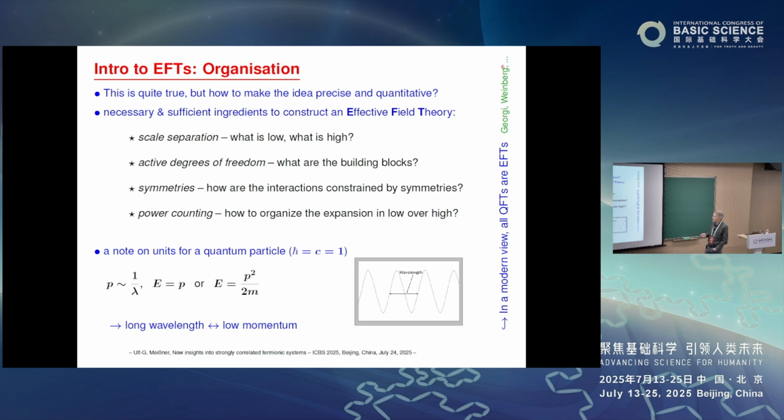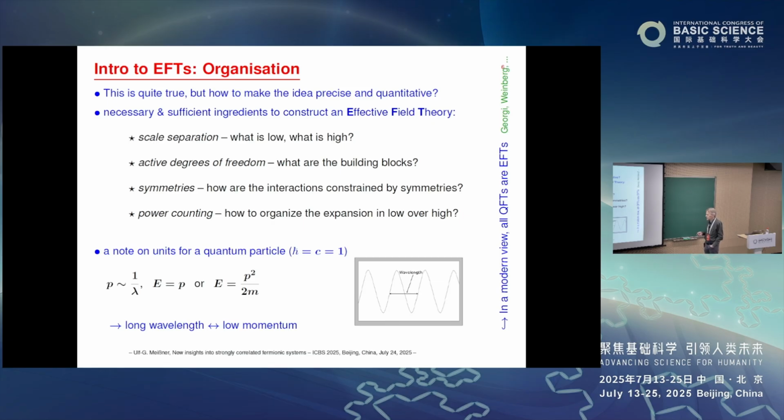Then you have to know what the active degrees of freedom are. So what are the building blocks at these scales which you are considering? Then you have to know what the symmetries or broken symmetries are which constrain the interactions of these degrees of freedom. And then you need the power counting, which means you have to organize the expansion in low over high, if you have a small parameter as the low energy over the high energy scale.